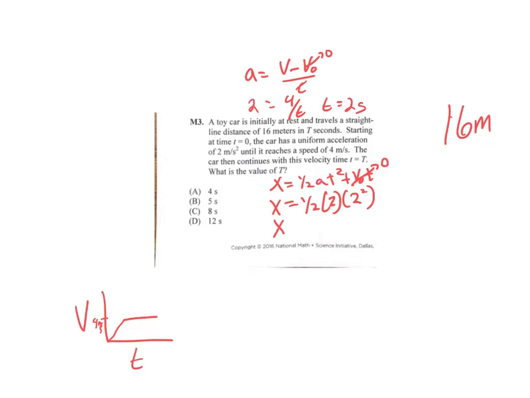Okay, so in this initial section, the object traveled 4 meters. So in the first 2 seconds, it traveled 4 meters. So now we need to figure out how long it's going to take to get to 16 meters. Well, now it's going 4 meters per second, which means that every second it's going to gain 4 meters.